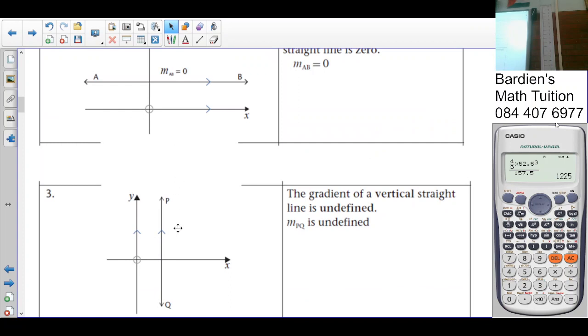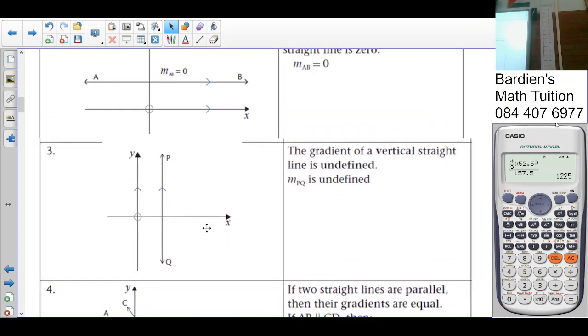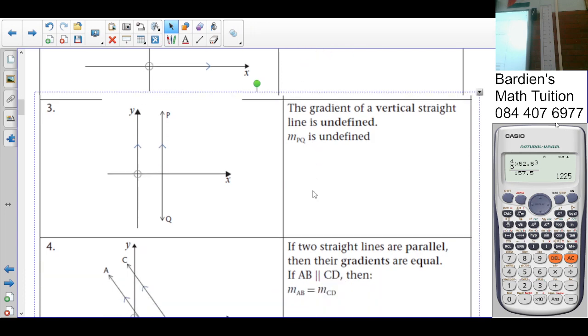She's asking about the y-axis, and here's the note for the y-axis. If the line is parallel to your y-axis, then the gradient is undefined. The gradient of a vertical straight line is undefined. Okay.